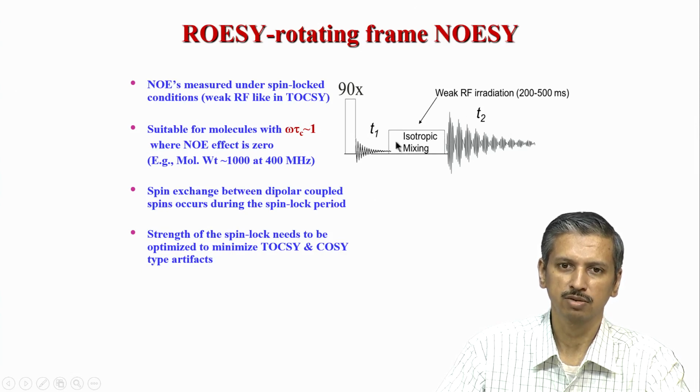The strength of the isotropic mixing is not strong. So, the TOCSY effect is not so high here, although the experiment is the same, but we have changed the parameters. So, here now, because of a longer and weaker mixing, there is a through-space interaction which happens. So, the spin actually is in the xy plane. So, remember we are not on the z axis.